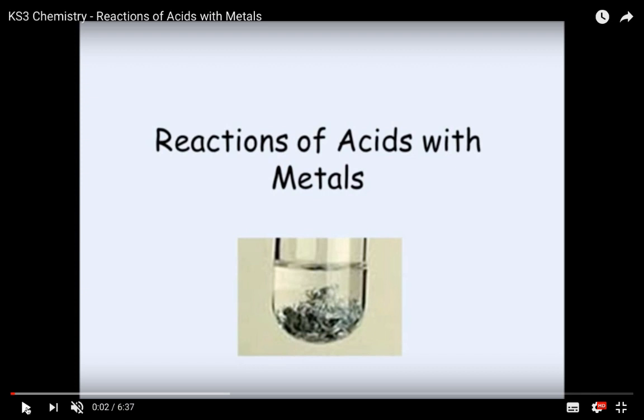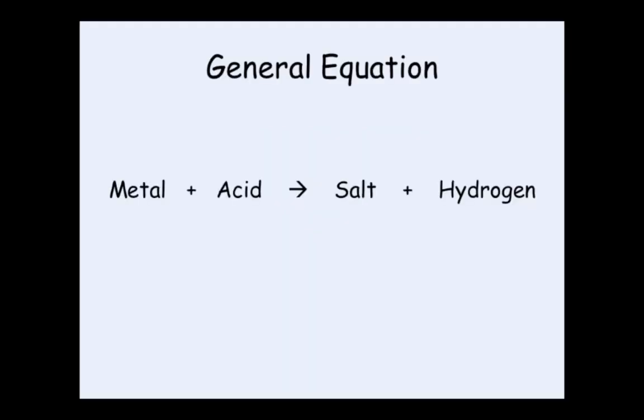Reactions of acids and metals. The general equation when acids and metals react is a metal plus acid makes a salt plus hydrogen. You must remember that this is not the everyday use of the word salt, it's the chemistry use. And a salt is a positive ion and a negative ion reacted together.